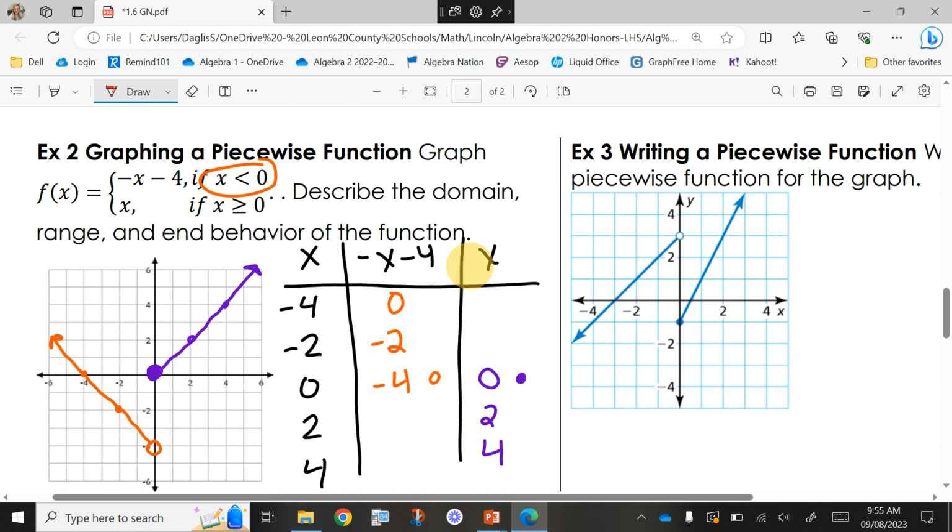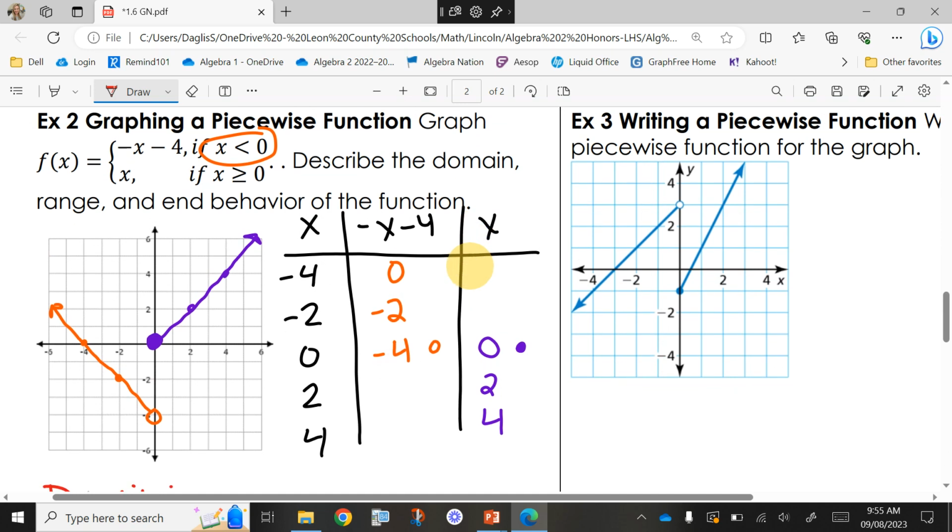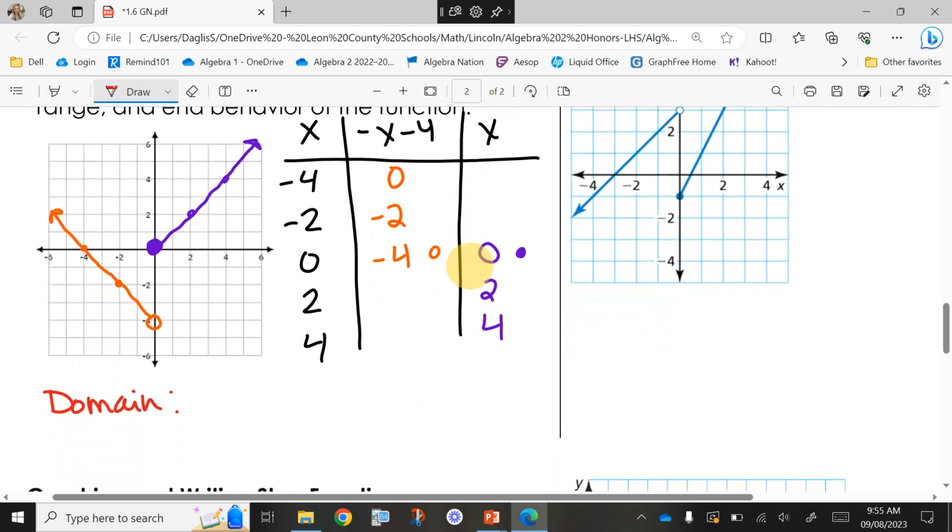So a couple places you can look. You can look at your graph. You can look at your domain restrictions right here. So that also gives you your domain. Everything less than 0, 0, and everything bigger than 0, that's all real numbers. Got that fancy R. You can do negative to positive infinity. You can write out all real numbers, however you want to do it.